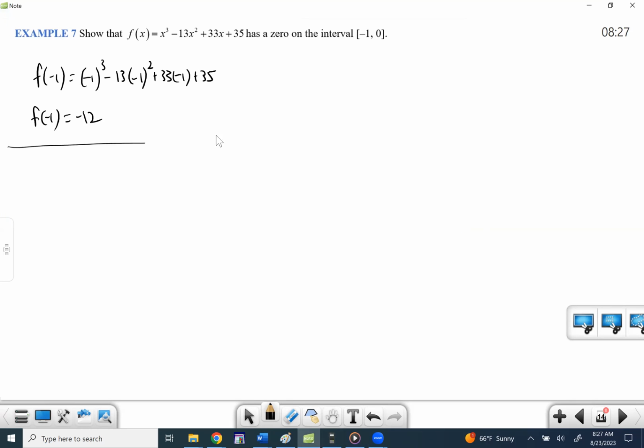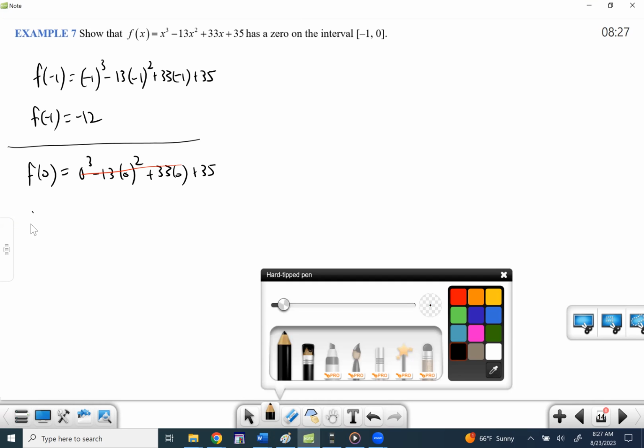All right, so now we're going to substitute in 0, the other endpoint. So I'm using these interval endpoints to substitute in. So we'll have 0 cubed minus 13 times 0 squared plus 33 times 0. And we don't need a calculator for this. The zeros will all get annihilated, and that just leaves us with 35.